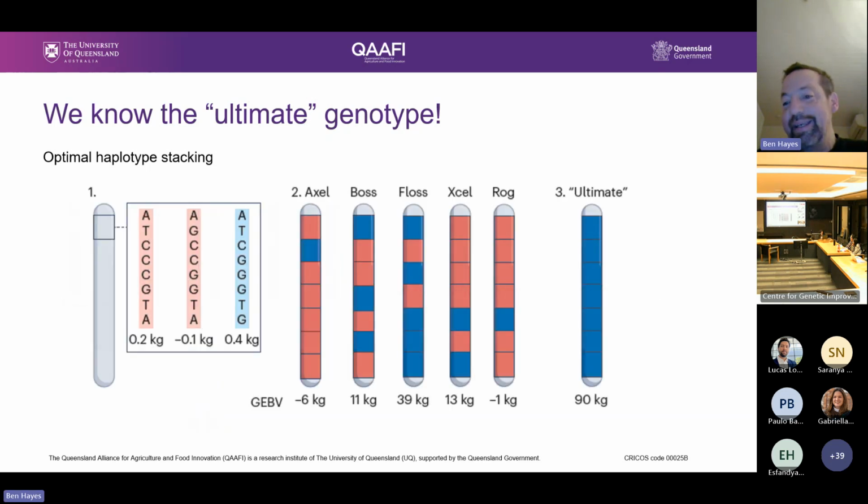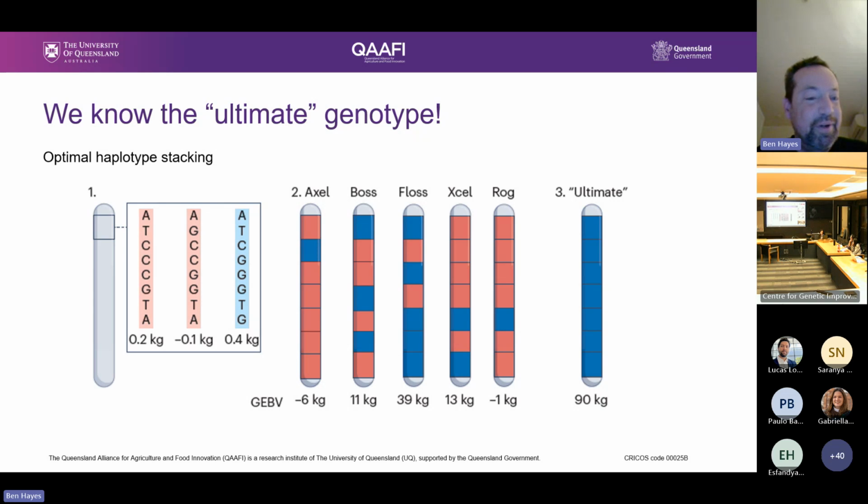So to actually derive your ultimate genotype, to work out what your ultimate genotype is, the first thing you need to do is work out the effects of each of the chromosome segments in the population, those unique chromosome segments, and then stack them together. And we work out the effect of those chromosome segments through looking at marker haplotypes to track the chromosome segments, and then we work out the effect of those haplotypes in the population.